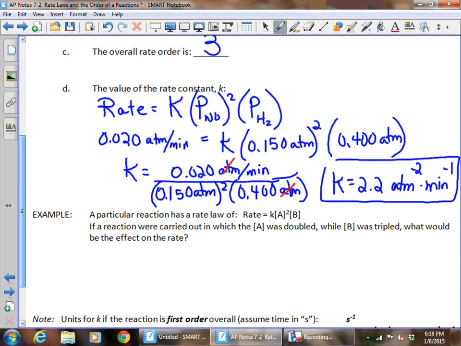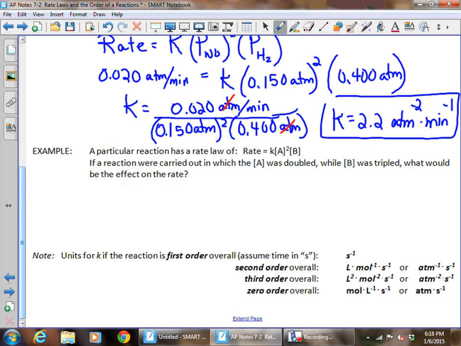Now let's just think about what this rate law does for us if it just gives us general information. And this is something that you might see on an AP test. If a particular reaction has this rate law that we've been dealing with, rate equals k[A]²[B], and a reaction is carried out in which A is doubled and B is tripled, what would be the effect on the rate?